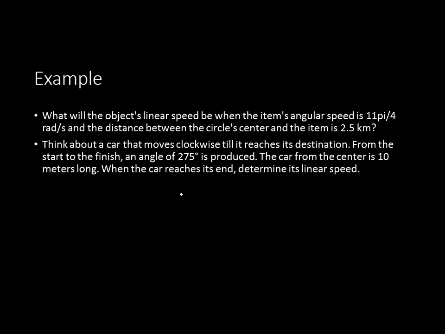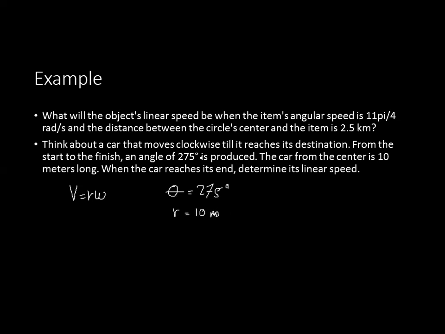Now, let's take a look at this one very closely. First and foremost, we're going to use the formula V is equal to R times W. But here's the problem. What are the given? First, we have a given angle of 275 degrees. Next, the car from the center, which is basically a radius because you're talking about the distance between the car and the center of the circular path, is 10 meters long.